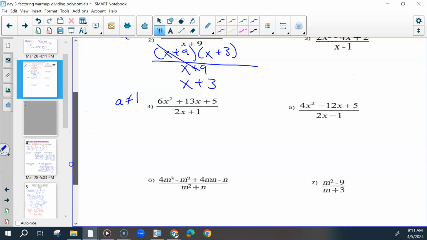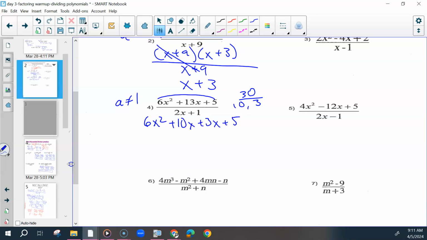So in that process, we are multiplying 6 and 5 to get 30, and we're looking for two numbers that multiply to be 30 but add to be 13. 10 and 3. So we are not setting it up like we just were. This is where we rewrite this into 4 terms. And as you rewrite it, you still have to show that you're dividing in each step. We can't lose that denominator. It doesn't magically disappear.